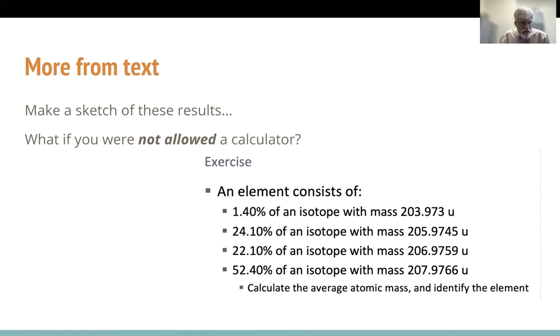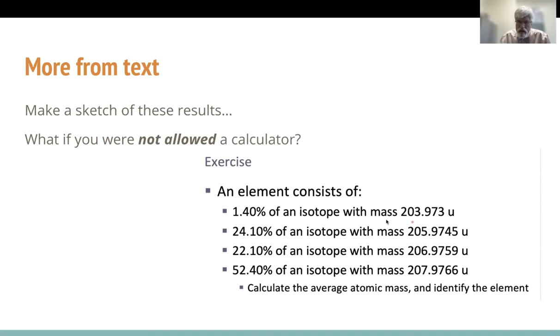Now, I want to throw a curve at you because we can do this problem without a calculator. With a calculator, we'll be very accurate. Without a calculator, I want to see if you can follow along with me. Let's give this a try then.